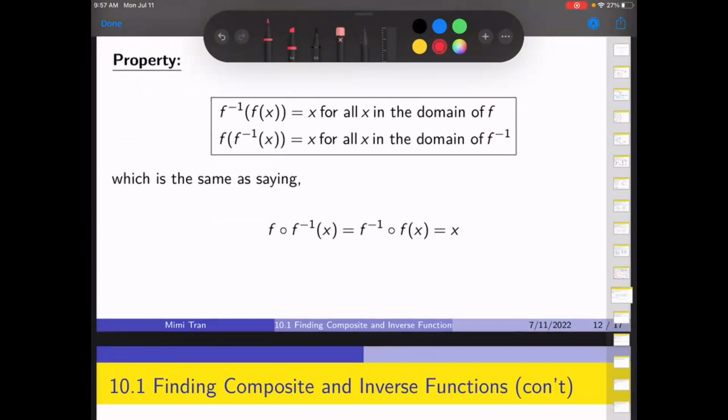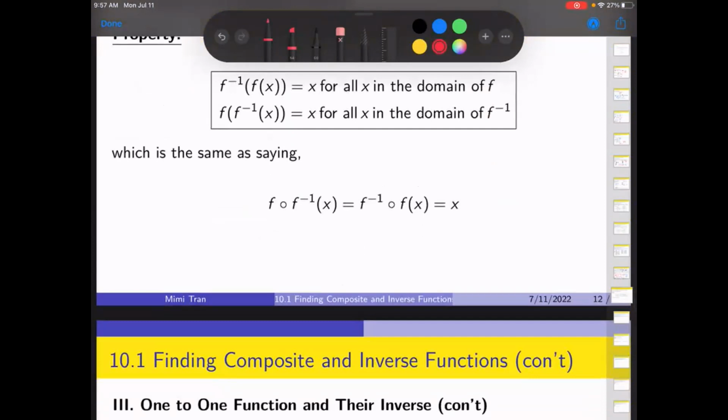Can someone tell me how you would rewrite this? It's easier to understand like that, right? It's up there. Equal X.